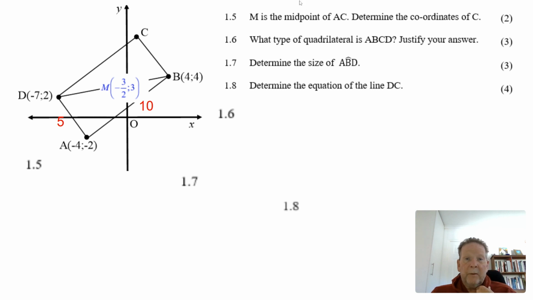Try this question here. It says M is the midpoint of AC. Well, we know it's the midpoint of DC. We don't know what C is. They want us to figure out C. Well, what you do is you just let C be X and Y. You don't know what they are.